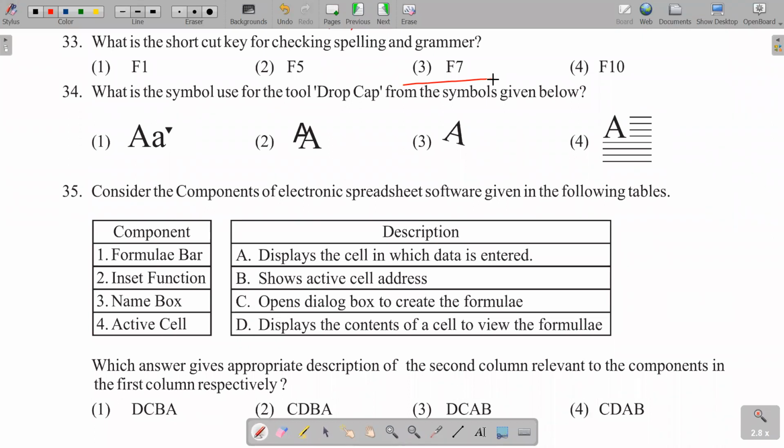And the 34th, what they're asking is, what is the symbol used for the tool drop cap from the symbol given below? So this is what you call drop cap. So that is correct. That's the answer.